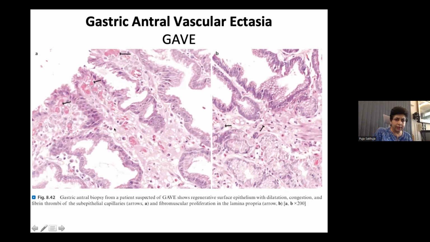One is that the surface epithelium is no longer looking that healthy, tall columnar cells. Instead, it is looking like there's some regeneration and atypia and regenerative gastropathy sort of thing going on. In addition, the superficial capillaries are congested and we see fibrin thrombi. And the third thing is we see this fibromuscular hyperplasia, which is coming up into the superficial mucosa rather than staying at the base like you normally see in the muscularis mucosa. So when we see these features, then these are consistent with a diagnosis of GAVE.